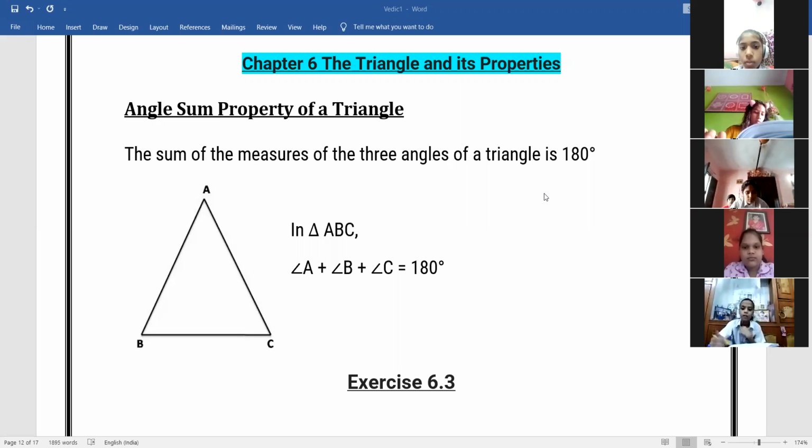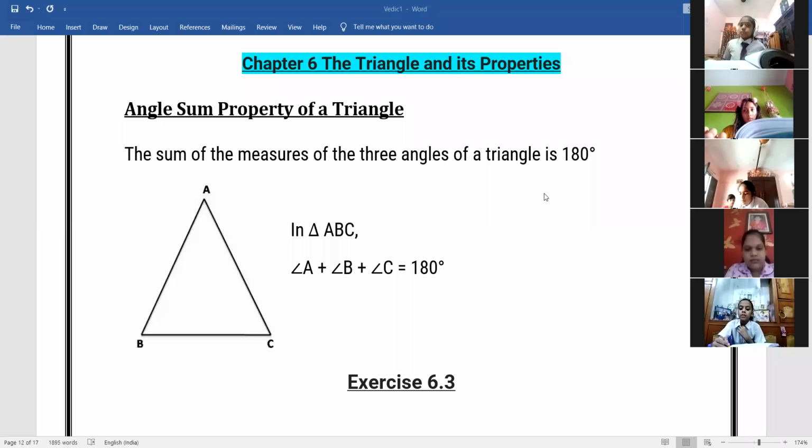Yes. So for today, our topic is the angle sum property of a triangle. Here we will discuss what the angle sum property for a triangle is. We are doing our chapter, that is chapter 6, the triangle and its properties. Before starting our next exercise, that is exercise 6.3, you should know about the angle sum property.